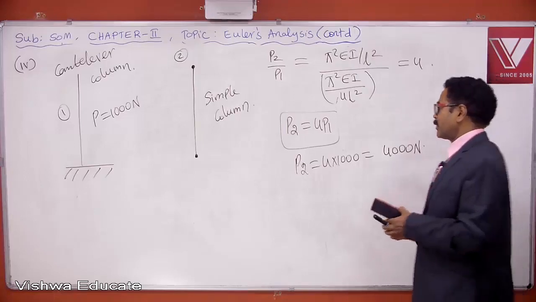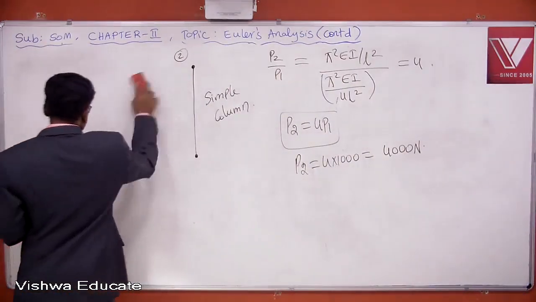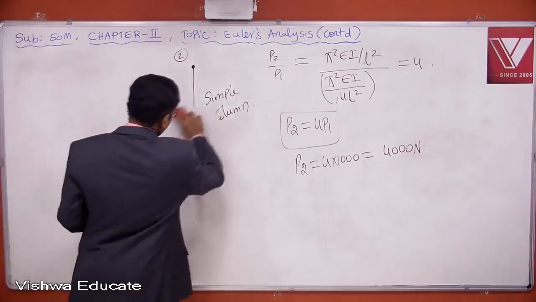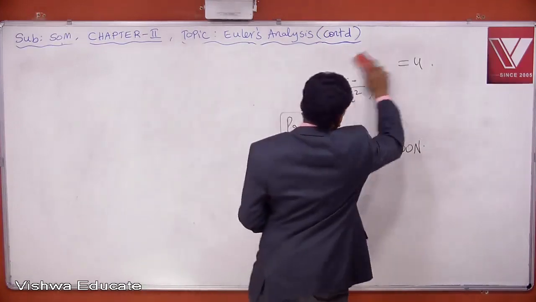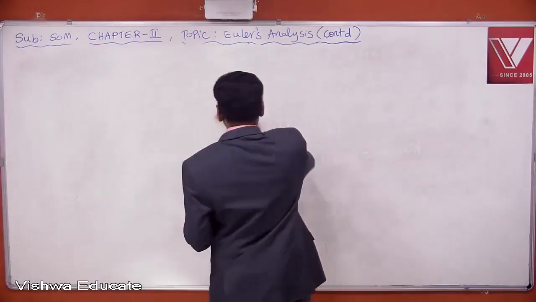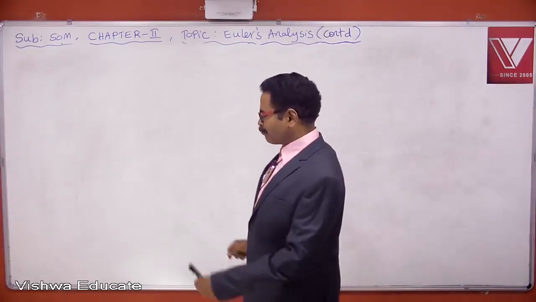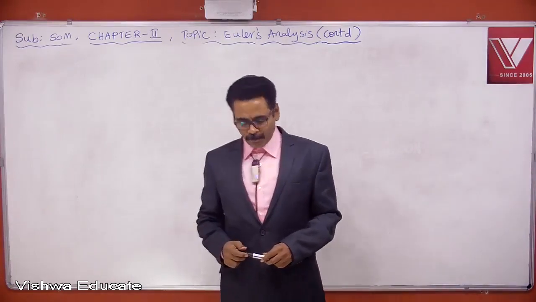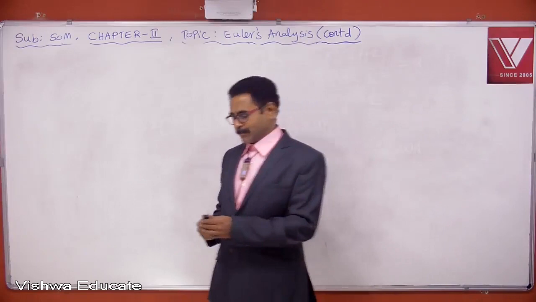I hope you copied. So we compared cantilever column and fixed column, and we compared cantilever column and simple column. Like this, from this Euler critical load formula, regularly problems are coming in GATE exam. Be careful. Now we are going to start another important topic in these columns, that is effective length.